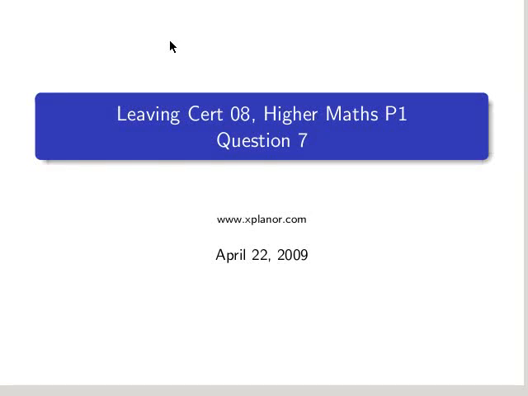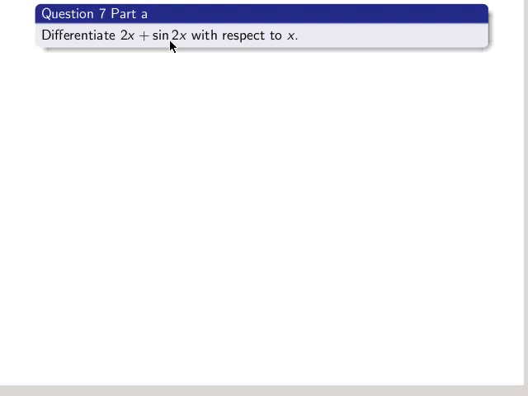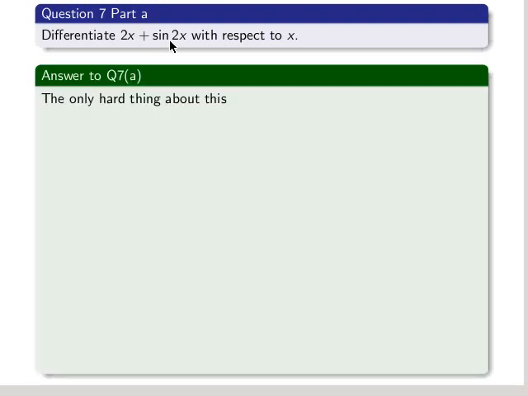Welcome to question 7 of Higher Maths Paper 1, Leaving Cert 2008. Part A. Differentiate 2x plus sine 2x with respect to x. The only hard thing about this is knowing how the sine of a double angle is differentiated.